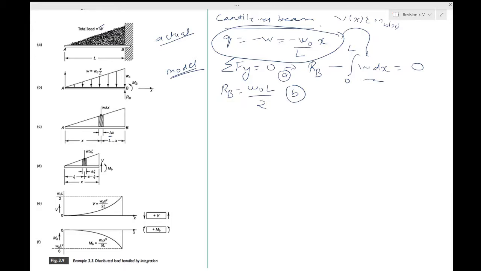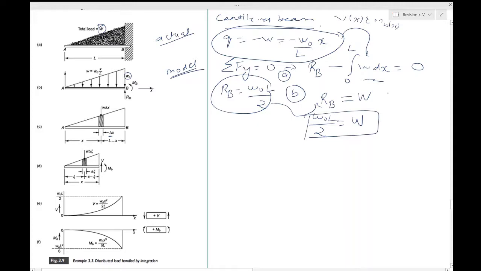One of the good things is that you have also found the relationship between W naught and capital W. If you look at this term, it is RB, which is taking care of the entire weight W. So if you write this as equal to W, this implies that W naught L by 2 is equal to W. So you get this relationship: W naught is equal to 2W by L. That way you can find it out.